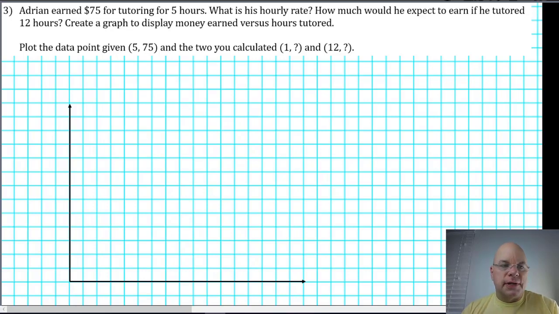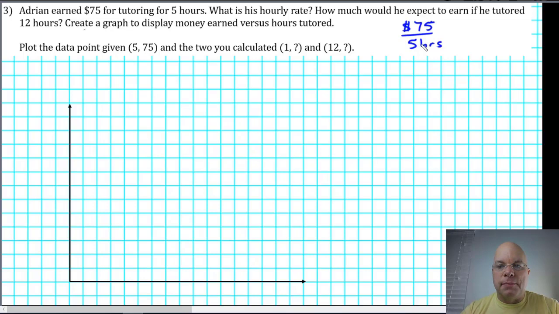We're on proportional reasoning today and focused our work today on understanding ratio, rate, and most importantly for today's lesson, unit rate. Problem number 3 on tonight's homework says Adrian earned $75 for tutoring for 5 hours. So let's write that down, $75 for 5 hours, so $75 per 5 hours of tutoring. And that's a good example of a rate.